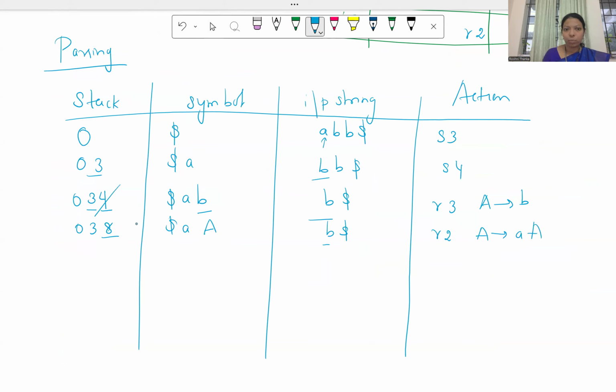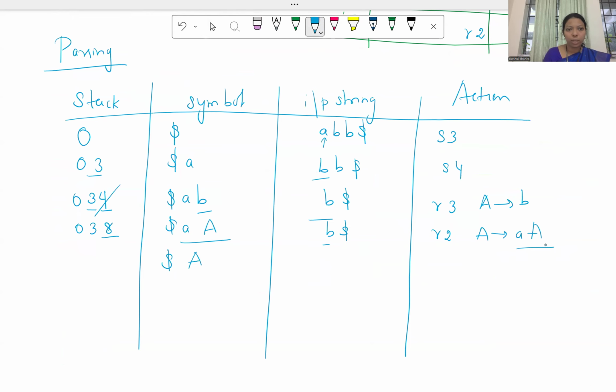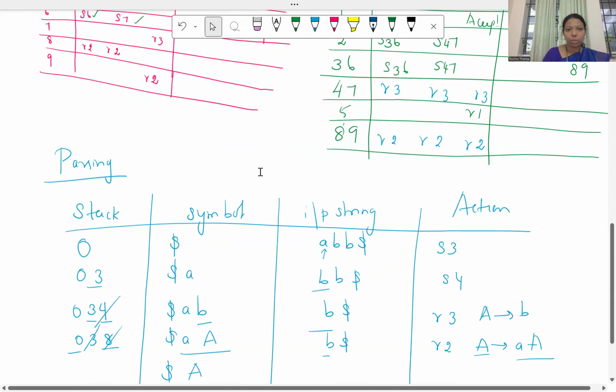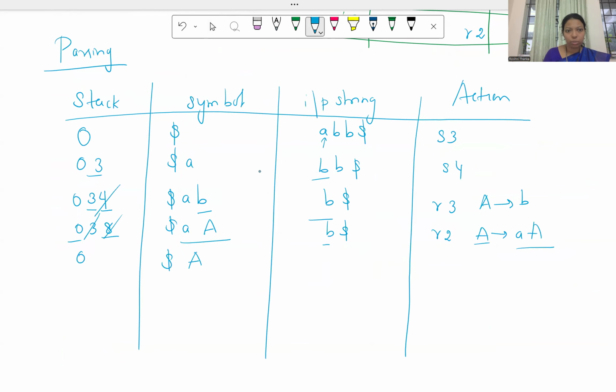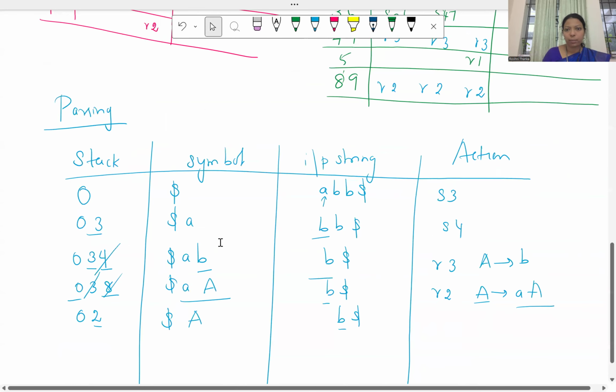So here, now we can do the reduction. This AA can be reduced to capital A. So how many symbols are in the right hand side? 2 symbols. So you have to cut 2 top numbers here, and then 0 on capital A. What is 0 on capital A? It is 2. So write 0, 2. And here we have b dollar. So now see 2 on b. What is 2 on b? 2 on b is S7.